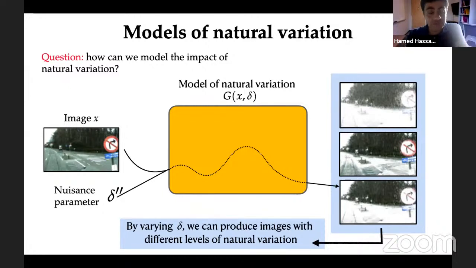Of course, I haven't told you yet about the more interesting problem of how we can obtain this model G. That will come in a few minutes. However, this is the way we are thinking. There's an image, there's a nuisance parameter. By varying the nuisance parameter, the level of natural variation would be changed. And the question, of course, is how to obtain this model, this function G. Okay. For the moment, let's assume that we have obtained this model G. Let's see how we can use it and what kind of geometric interpretations this model G has.